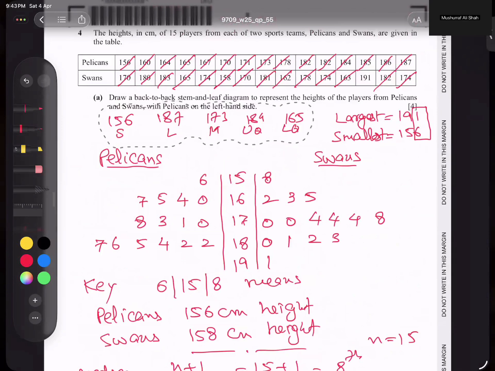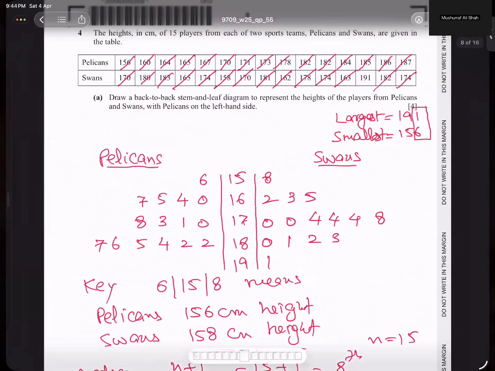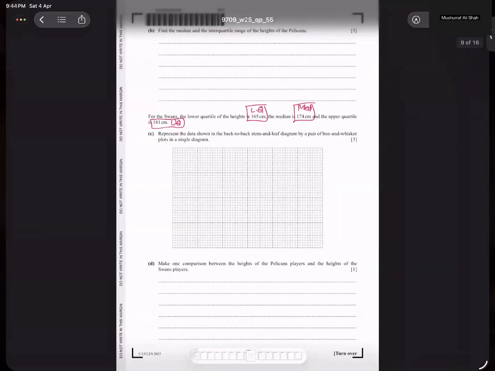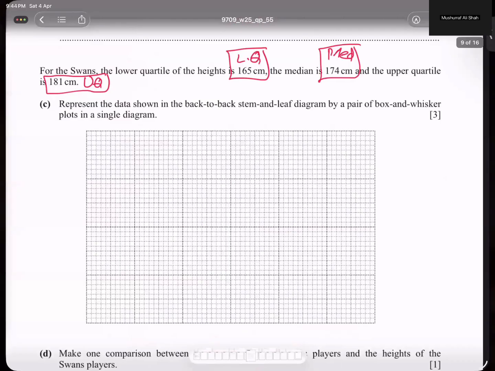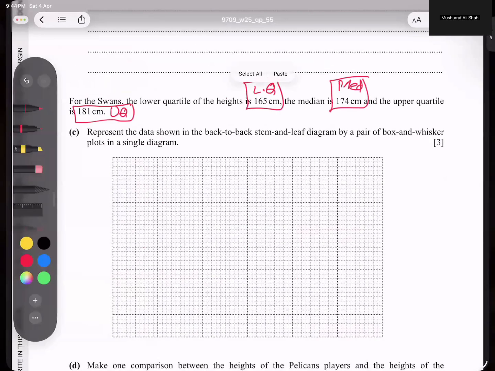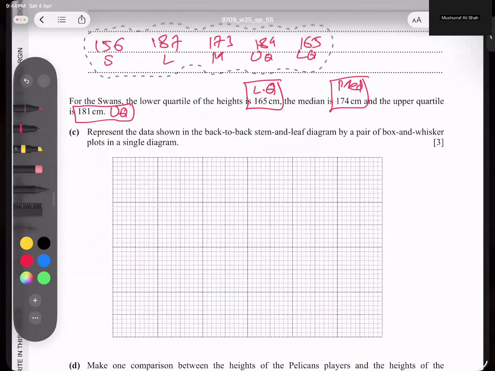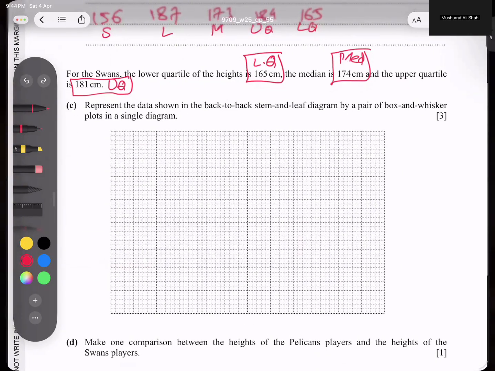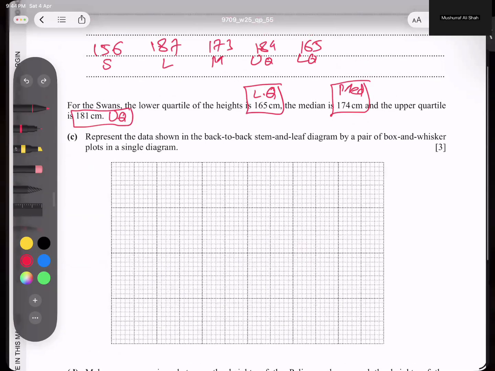So cut from here and paste on the next page. Okay, get ready, students. Paste here. Okay, let's start. Did he mention whether to represent back-to-back leaf or paired box-and-whisker? He did not specify, so we can write in any order, no problem at all. Let's start with pelicans first.